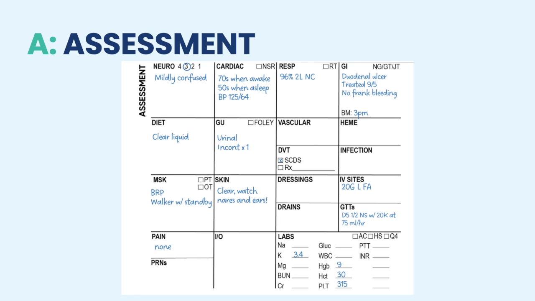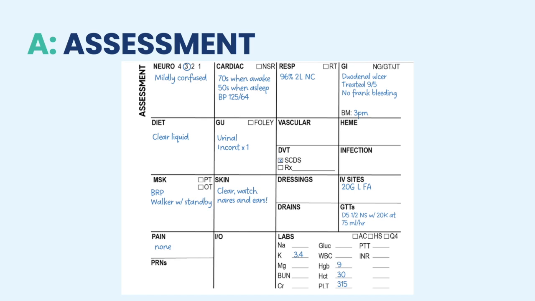Following that, we've got space for his musculoskeletal status. I've written down here that he has bathroom privileges and he uses a walker with standby assistance. I want to make sure I keep track of his skin. It's clear, good job. Any dressings and drains, IV sites, and then GTT stands for drip. So any drips that he's on or infusions. And in this case, the patient is on D5 half NS with 20 of K at 75 mils per hour. That means he's on a solution of 5% dextrose in 0.45% sodium chloride with 20 milliequivalents of potassium.